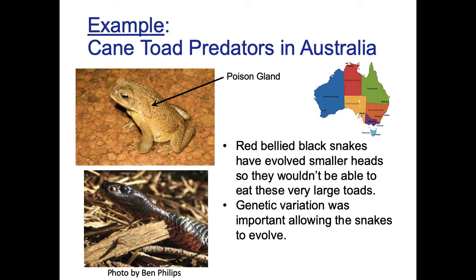There was a particular kind of snake that they studied, the red-bellied black snakes, and they've actually evolved smaller heads, so they're not able to eat this very large toad, and that has increased their probability of survival because they're not getting poisoned by the toads by trying to eat them. This is an example of how, if there hadn't been this genetic variability for head size in the population of snakes, then they would not have been able to adapt to this new introduced potential prey item that's actually really poisonous.